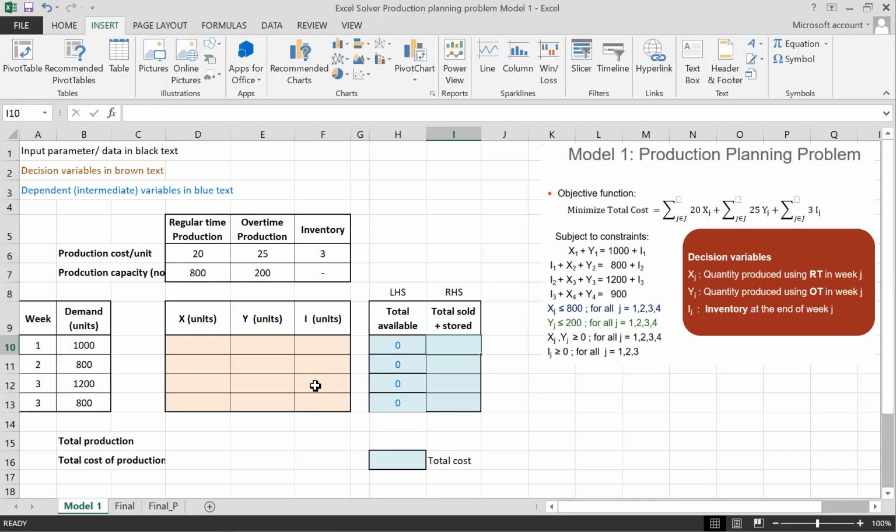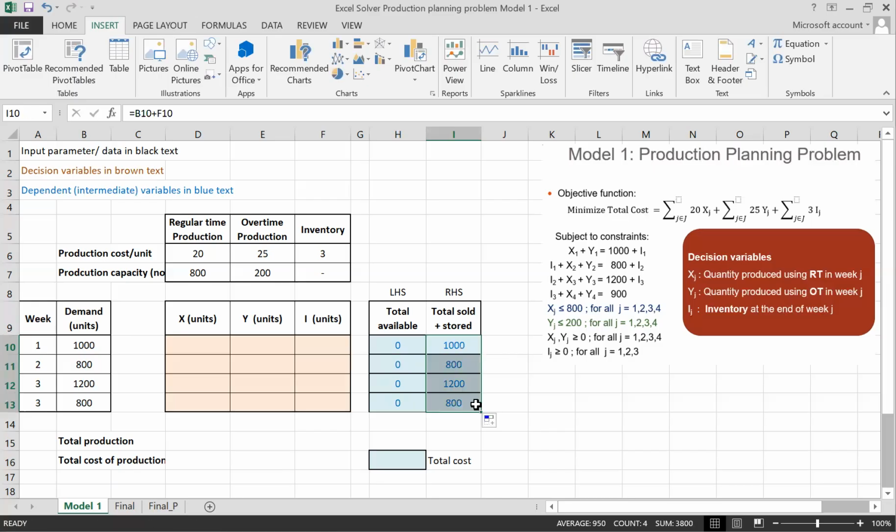Let's see the right hand side for our constraints. On the right hand side, what we have is demand plus inventory. So for the first week, the demand is mentioned there, plus the inventory for the first week is here. So this will be the total right hand side, which is the total demand plus total inventory. So let's drag this formula. This is constant throughout.